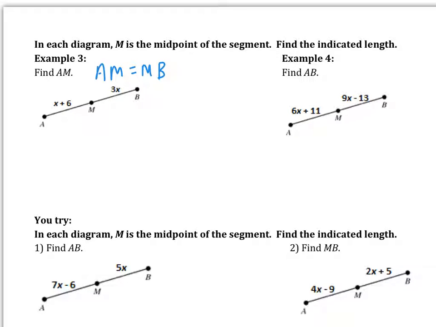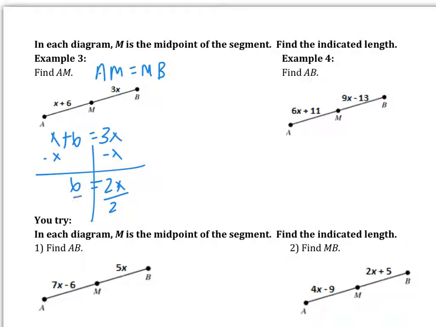So here, AM equals MB. So x plus 6 equals 3x. Subtract that x over. 6 equals 2x. Divide by 2. 3 equals x. Or you could say x equals 3. But now it wants us to find AM. So AM equals 3 plus 6. AM equals 9.